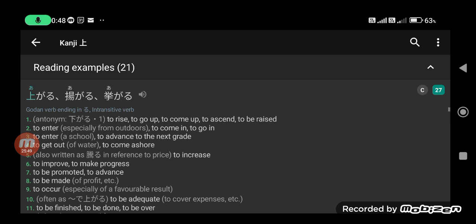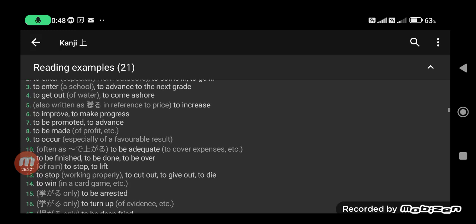And then we have agaru, to rise, to go up, to come up. A godan verb and an intransitive verb. To come up, to ascend, to be raised. To enter, especially from outdoors, to come in, to go in. To enter a school. To advance to the next grade. To get out of water. Let's say you're a diver, to come ashore.